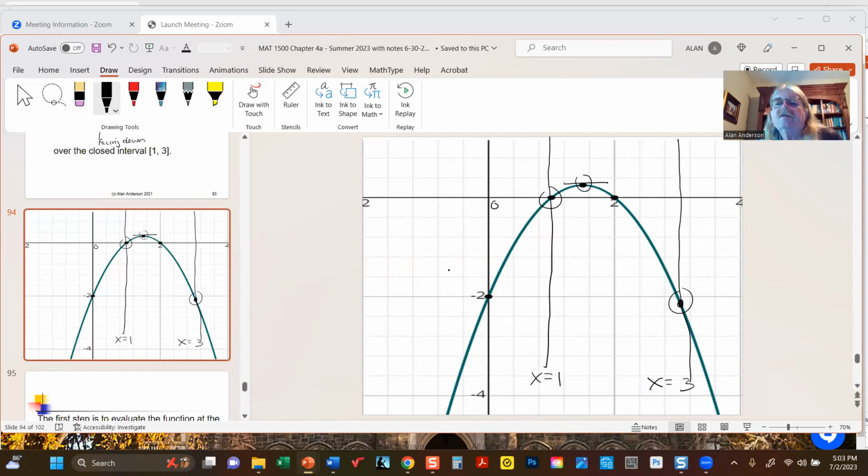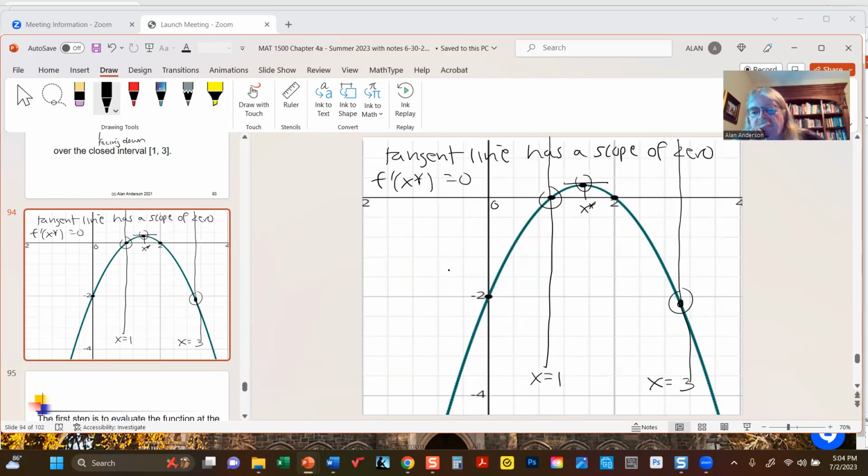Okay, so this one we know because we can see for ourselves the tangent line is flat. The tangent line has a slope of 0. Or in other words, f prime of x, whatever that point is. Let's say this is point x star. The f prime of x star is 0. That's obvious. And of course, we're going to have to find it, but we also want to test the function at these other 2 endpoints.